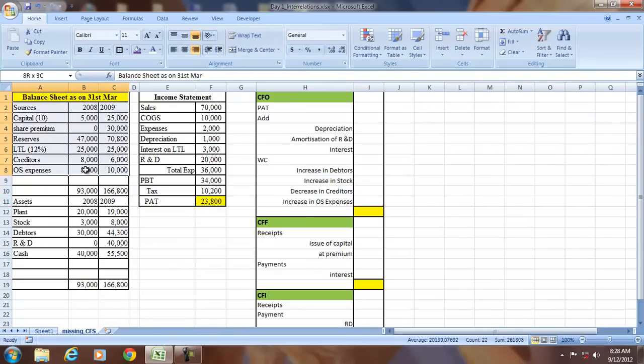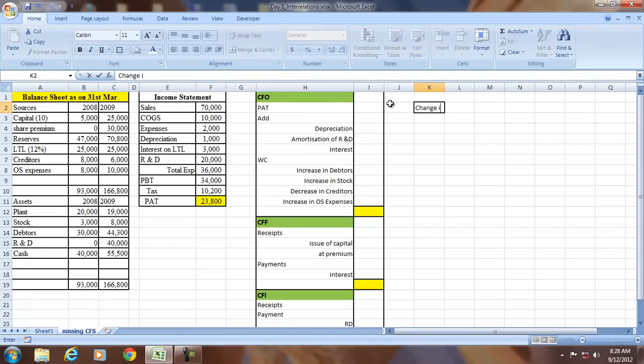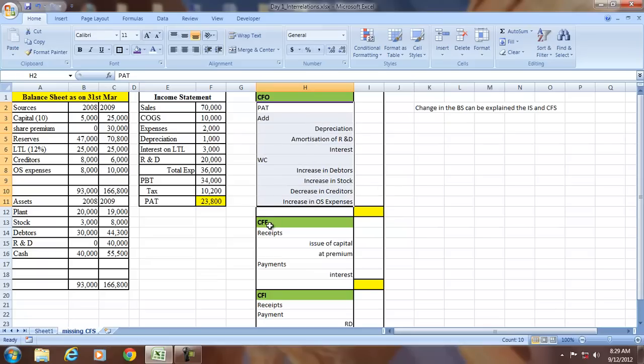So you can see the balance sheet and income statement are given, and the cash flow statement is not there. It is possible to prepare the cash flow statement from the balance sheet and income statement because the change in the balance sheet can be explained by the income statement and the cash flow statement. So when the balance sheet and income statement are given, it is possible to find the missing number, and that missing number is the cash flow statement.